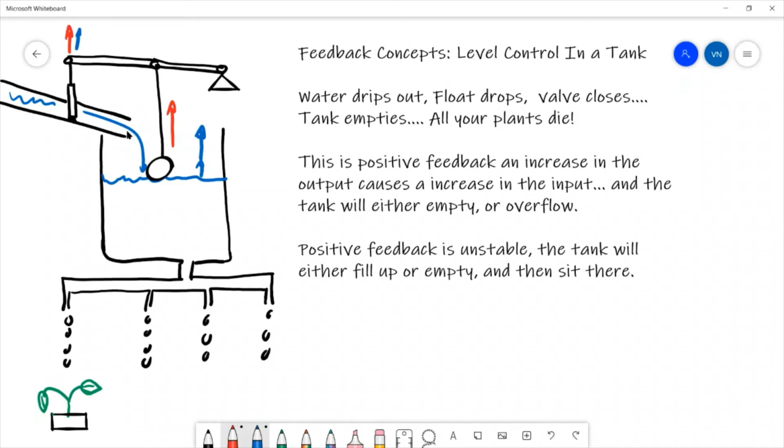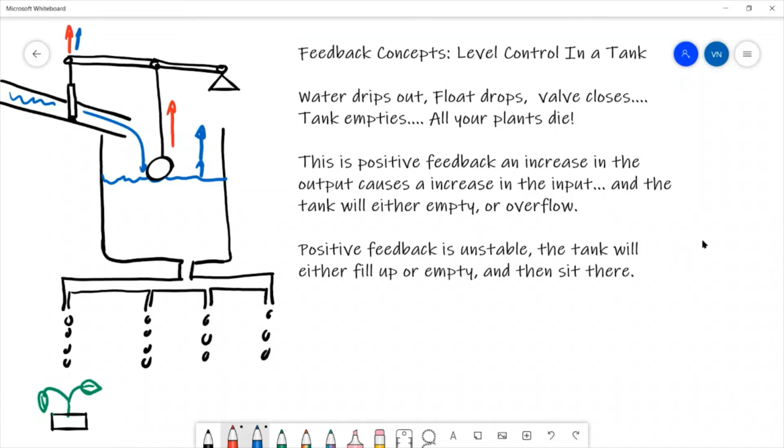An increase in the output causes an increase also in the input, and what will happen with positive feedback is that the tank will either empty or it'll overflow. Positive feedback results in an unstable system. The tank will either fill up or it'll empty, and then it'll just sit there.